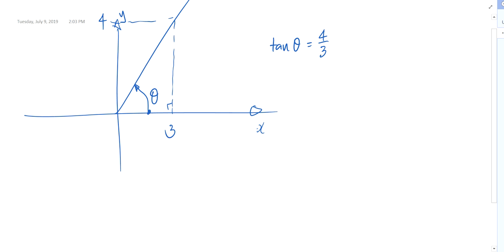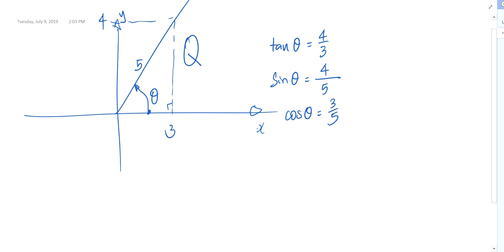Why are you also unsure? Okay, what is sine theta? Sine, how much is it? 4 over? Over? What, R? What's R? 5? How do you get 5? Pythagoras theorem. So we need to remember 3 squared plus 4 squared is 5 squared. Okay, so this is 4 over 5. What about cosine theta? 3 over 5.